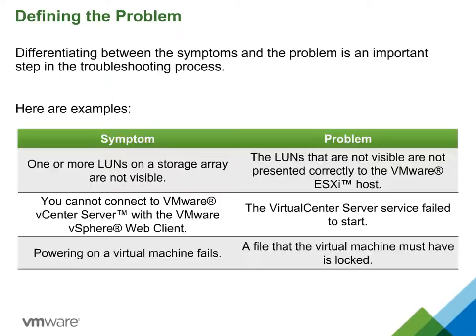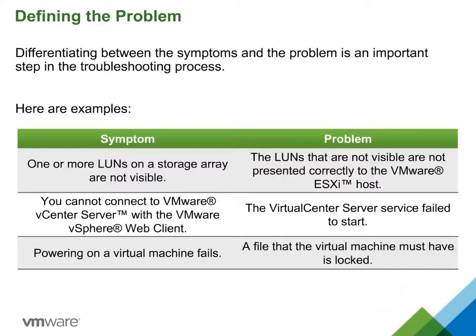Now, as I said, defining the problem becomes an important thing, and quite often we confuse symptom with problem, right? So here we have a few examples. For example, if a couple of LUNs out of a storage array are not visible, that's not a problem. That's a symptom of it. The actual problem is that the LUNs were not presented correctly, right? So a bit of a difference between the two. We automatically assume, well, the problem is the LUNs aren't there. No, that's the side effect of it. The question is, what's causing the LUNs not to appear?